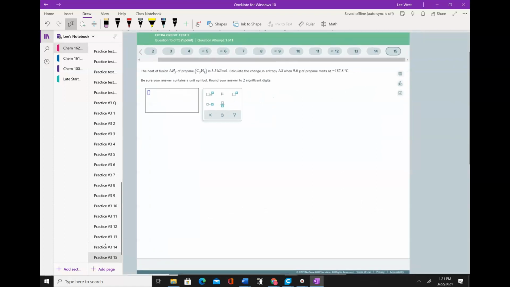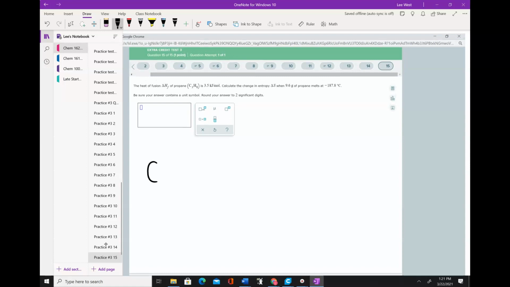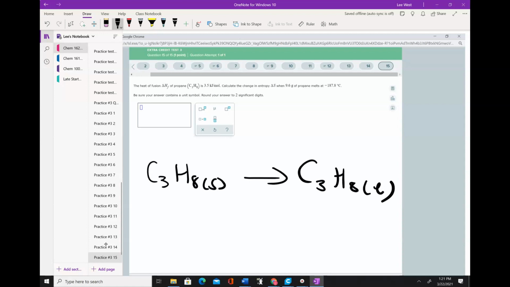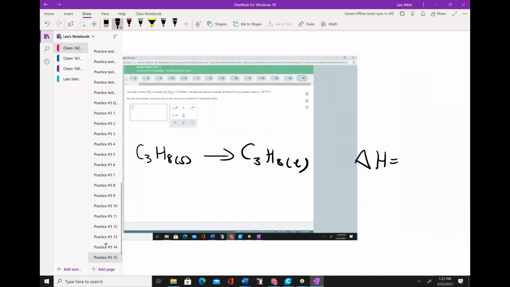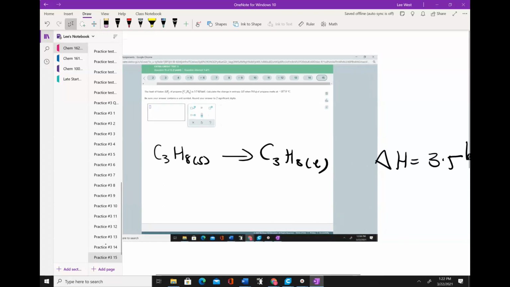Okay, here we go. So this is the heat of fusion of that guy. Heat of fusion is to go from the solid to the liquid. This is propane going from the solid to the liquid, and not unsurprisingly, it's endothermic. You have to put heat in to make that process happen. Kilojoules, right? And then it says calculate the change in entropy when 9.6 grams of propane melts at minus 187.8. So what you have to recognize is that the change in entropy is equal to the heat transferred at constant pressure over the temperature at which the transfer occurs. And the temperature is always going to be the absolute temperature whenever we're doing thermodynamics.